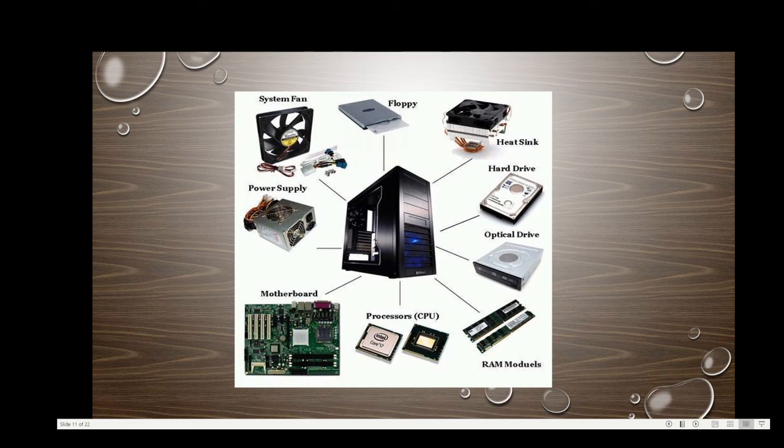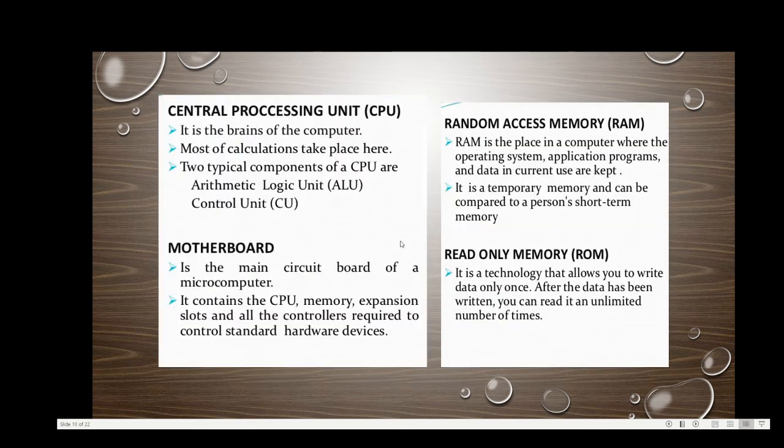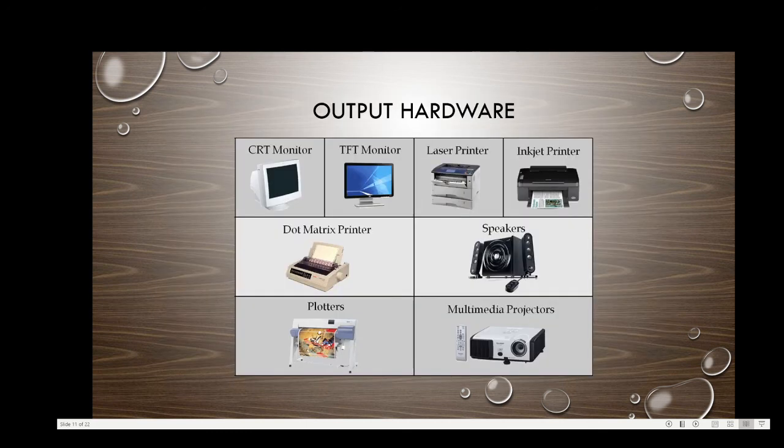So this is a CPU. We are familiar with this particular device because we see a CPU connected with the computer. And these are the different elements within a CPU: the floppy disk part, heatsink, hard drive, optical drive, RAM module, the CPU processor, motherboard, power supply cables, the system fan. All these devices are placed within this CPU, that is the central processing unit. So the central processing unit, motherboard, RAM and ROM, all these devices together are known as the internal hardware or the processing hardware. Now the third, that is the output hardware or the output devices.